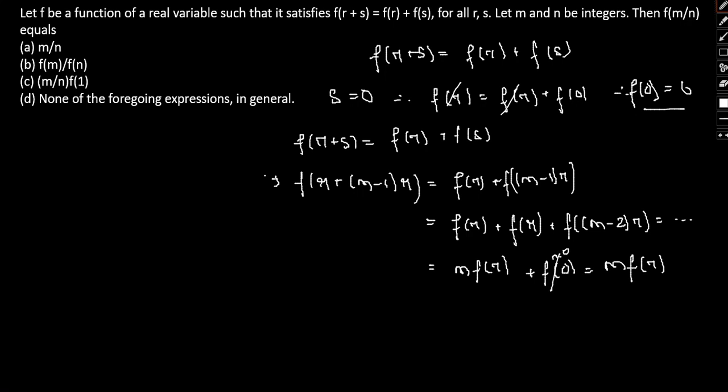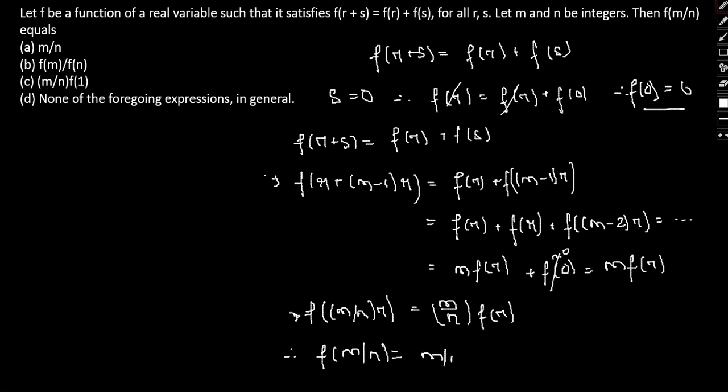So therefore we can further conclude f of m by n r will be m by n f of r. So therefore f of m by n will be equal to m by n f of 1. So option C is our answer.